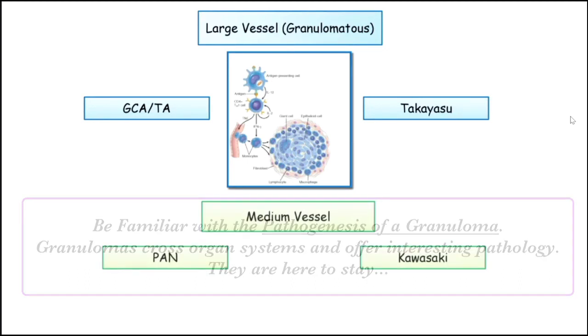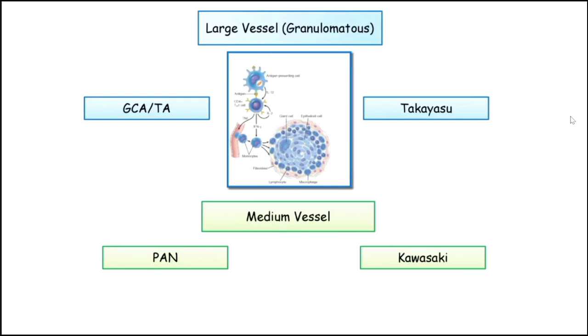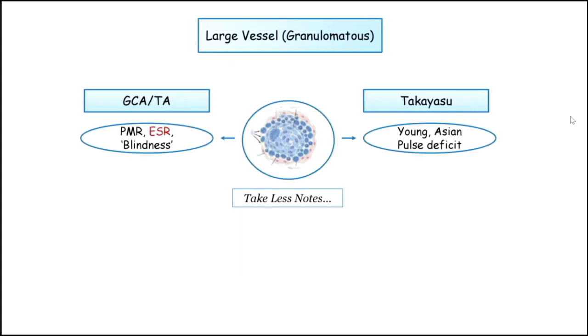So here's your two large vessel, medium vessel, Kawasaki, very classic. Polyarteritis nodosa is the one they seem to like and come back to a fair amount. So you should be very familiar. Temporal arteritis is going to be associated, just an association with PMR. Why it's associated is unclear, but PMR is going to be a gateway to temporal arteritis.